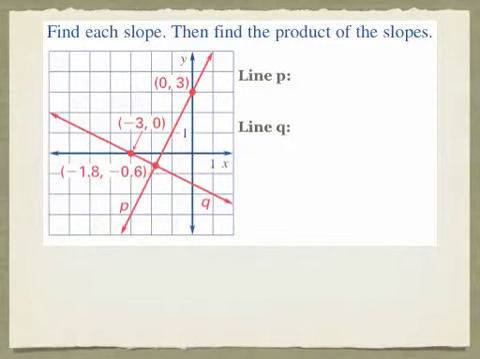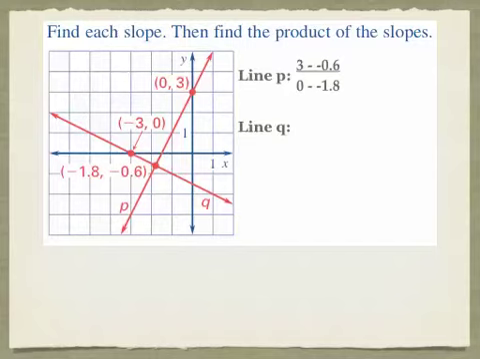The first example says find each slope, then find the product of the slopes. If you look at line P and line Q, notice they're both sharing the point -1.8, -0.6. This looks like it might be nice to count rise over run to find the slope, but because we do have that point with decimals in the ordered pair, we do need to go ahead and use the slope formula. So for line P, I'm going to have 3 minus -0.6 over 0 minus -1.8.